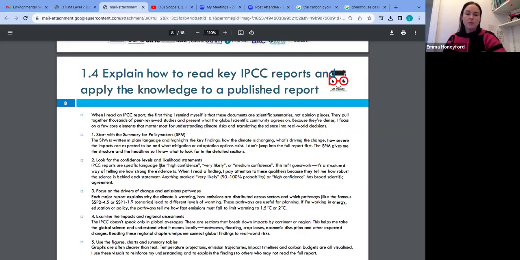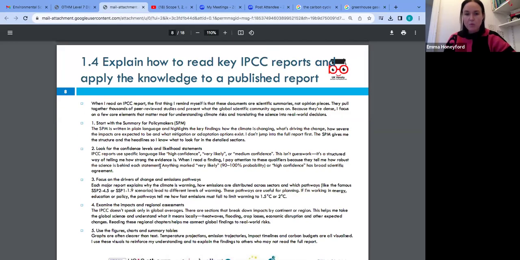So for section 4, examining the impacts and regional assessments. The IPCC doesn't speak only in global averages. There are sections that break down impacts by continent or region. So then it gets a bit more complex. This helps us take the global science and understand what it means locally. So heat waves, flooding, crop losses, economic disruption, and other expected changes. Reading these regional chapters helps me connect global findings to real world risks. So it's a global problem, but the local impacts will be different depending on their geography.